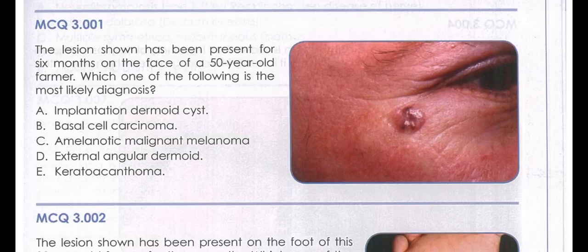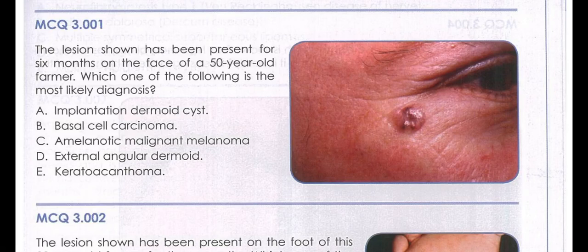I would suggest you, if you can open, if you can see, this is 3.001. The lesion shown has been present for 6 months on the face of a 50-year-old farmer. Which one of the following is the most likely diagnosis? This picture I already showed in my previous video, but from here you can see what questions they are asking. If you remember, definitely you will give the correct answer.